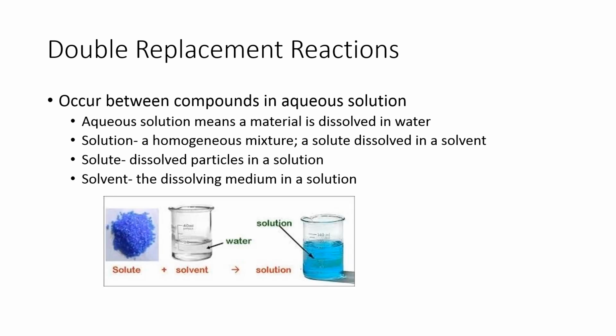And here's actually what it would kind of look like. So we have our solute, our blue crystals. Our solvent is our water. And when they combine, it is now going to make this dissolved liquid, so this solution, which is actually blue in color, but mostly water. So all of the particles have been dissolved and distributed in between all the water particles.